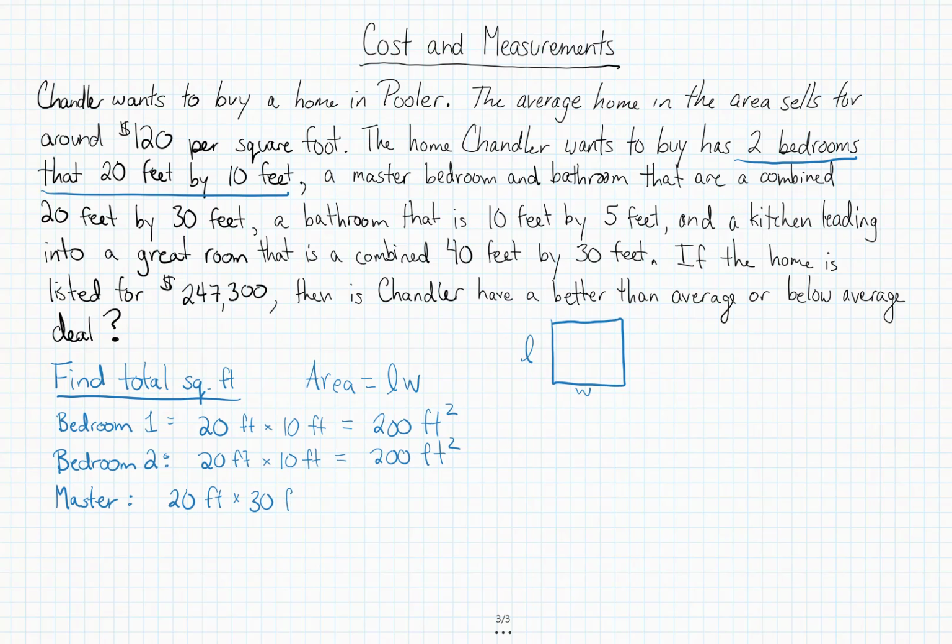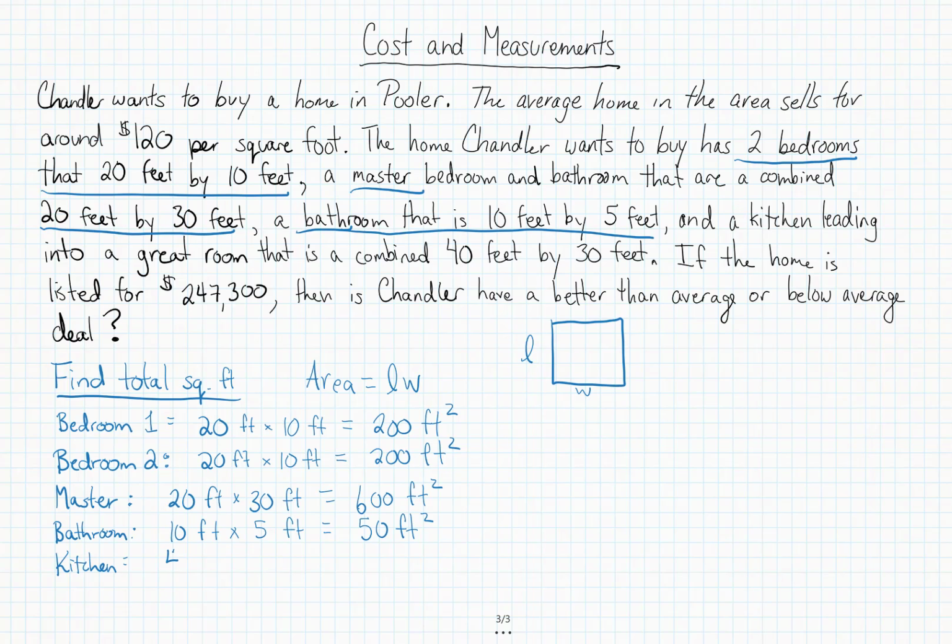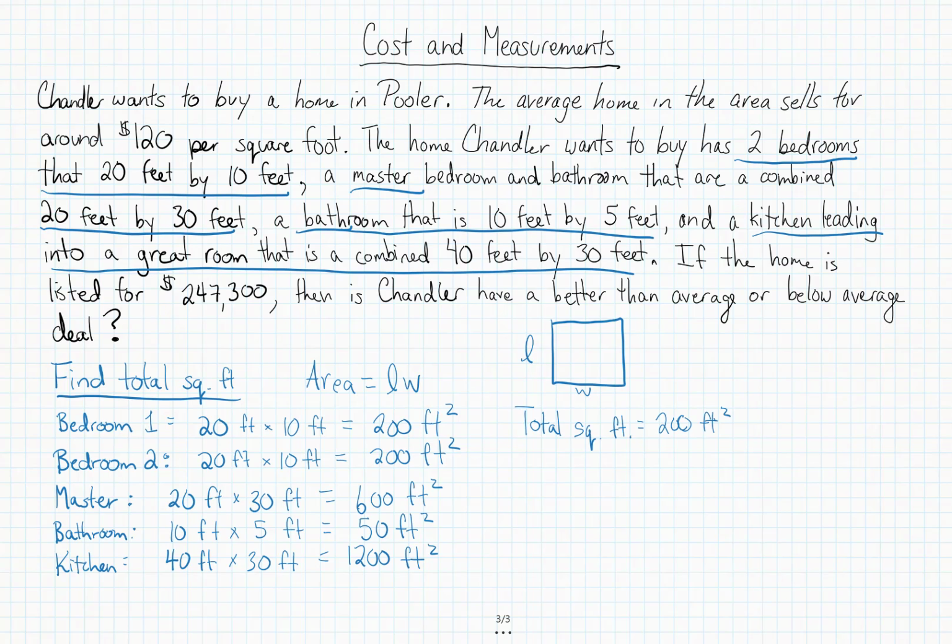So now moving on to the master bedroom and bath, we know that's 20 feet by 30 feet, and so if you multiply those two, you get 600 square feet. Moving on to the bathroom, we have 10 feet by 5 feet, and so that's going to be 50 square feet. And then last but not least, the kitchen into the great room is 40 feet by 30 feet, which is 1,200 square feet. So the total square footage we can find by adding up all these numbers. You take the 200 plus 200 plus 600 plus 50 plus 1,200. And what do we come up with? Well, that's 2,250 square feet.